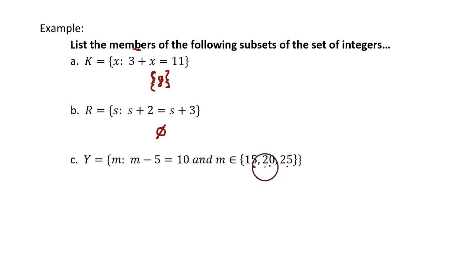Question C, Y equals the set of numbers M such that M minus 5 equals 10, and M is an element from this set of numbers. What is the solution for M? Let's try the 3 numbers that were given to see if any of them work. 15 minus 5 equals 10? Yes, it does. 15 is part of the solution set. Let's try 20. Does 20 minus 5 equal 10? No, it doesn't. And let's try 25. Does 25 minus 5 equal 10? No, it doesn't. So the solution set has only one element in it, just the 15.